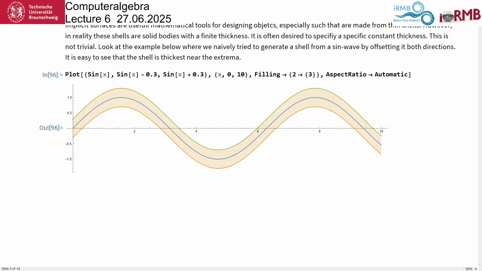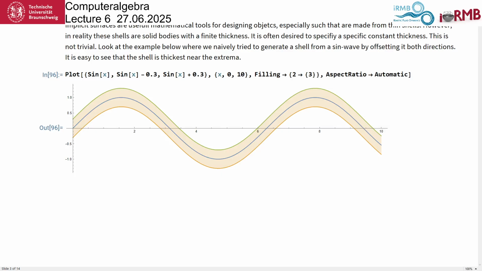And in reality, if you want to build something like a wall, or you want to 3D print something, this was also the application here. You want to 3D print an object, and then this surface actually has to have a thickness. So it comes from a surface to a shell. It's supposed to have a thickness.